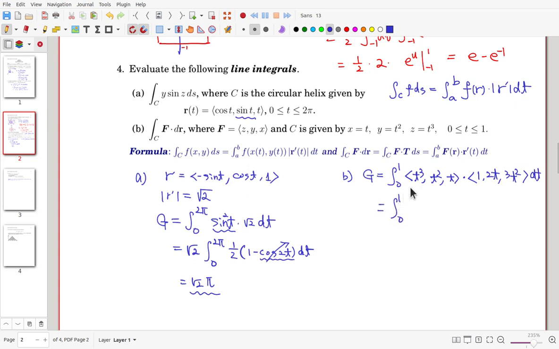Now from 0 to 1, that is t cubed from this product, plus 2t cubed, and from the last one, we have 3t cubed. So in total, 6 times the integral from 0 to 1 of t cubed dt. So 6 times 1 over 4, t to the 4, evaluated from 0 to 1, so we have 3 over 2. That's the final answer for this one.